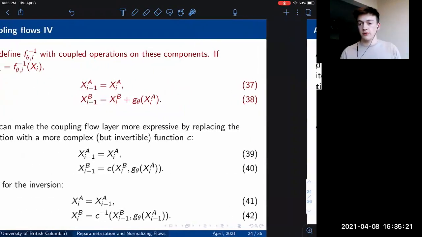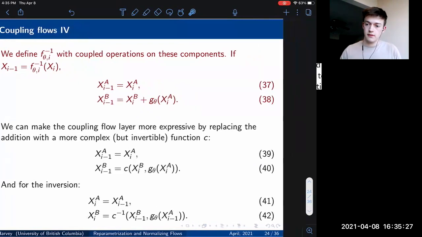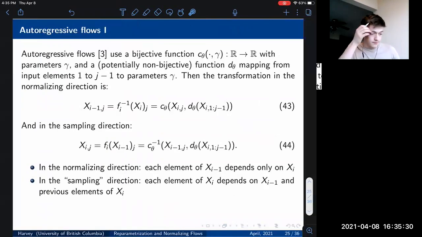Okay, does anyone else have questions about coupling flows, or shall we move on? We'll move on in that case. So now this is the final type of flow layer. We will look at autoregressive flows.